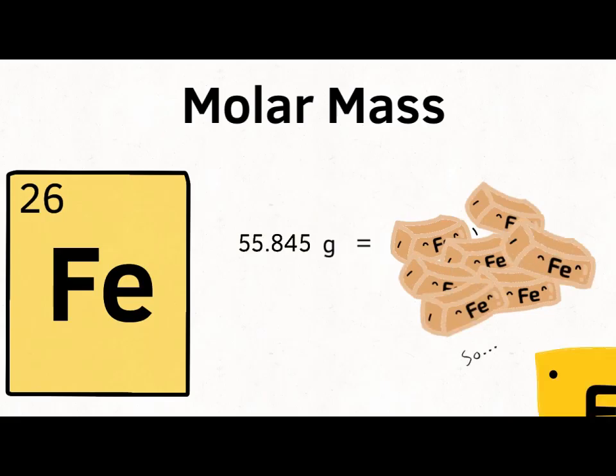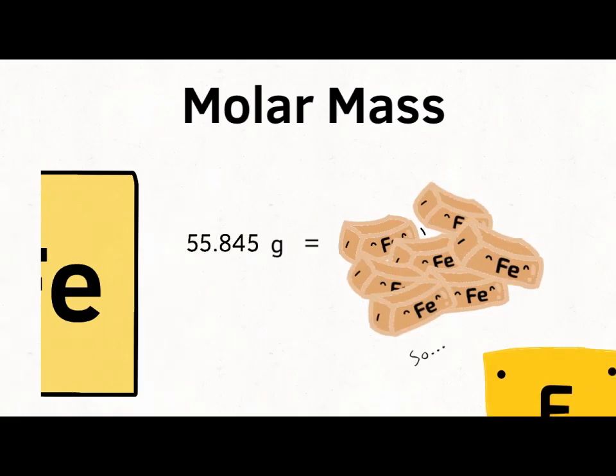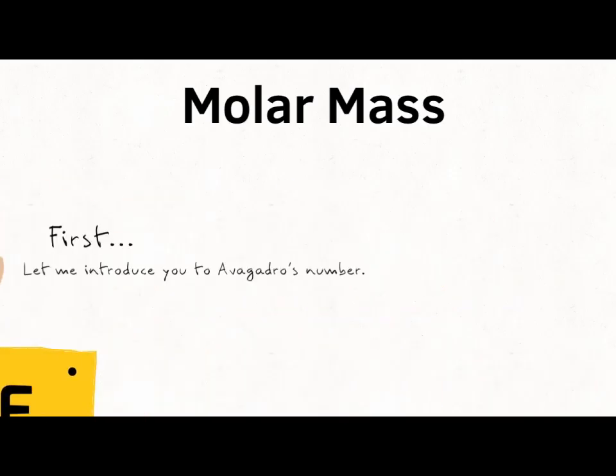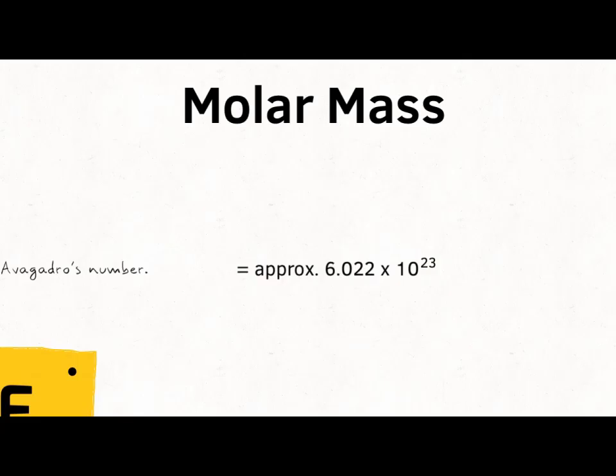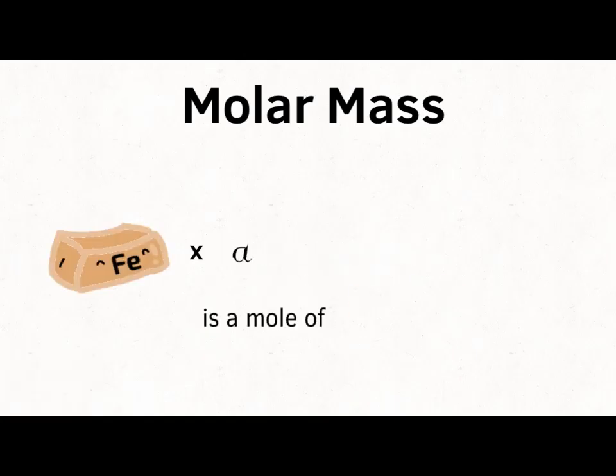Before we define a mole, let us introduce you to Avogadro's number. Avogadro's number is approximately equal to 6.022 times 10 to the 23rd power. It is very important in chemistry, and I strongly suggest that you keep its value in mind. Just as there are 1,000 grams to a kilogram, there are also 602,200 million trillion atoms to a mole.